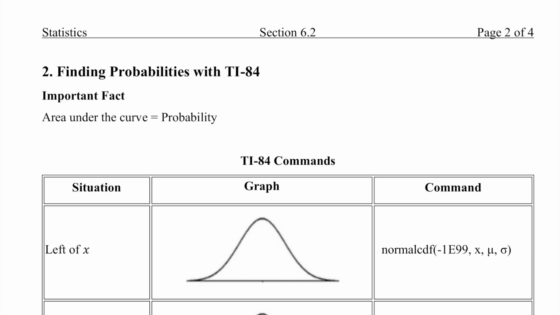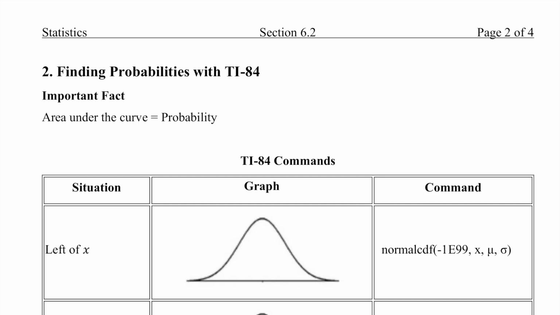In this video, we are going to learn how to find probabilities using the normal distribution and the TI-84 calculator. The key idea is that probability is represented by area under the curve. Once we identify the area we want, the calculator can find the probability for us. Let's begin.